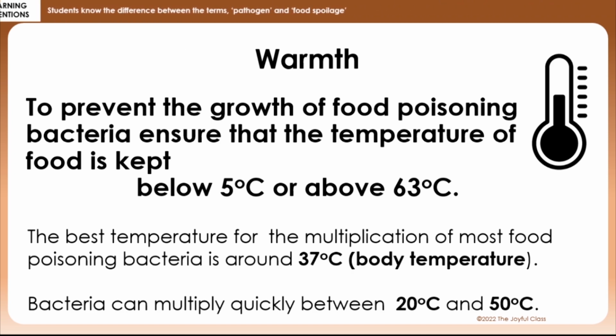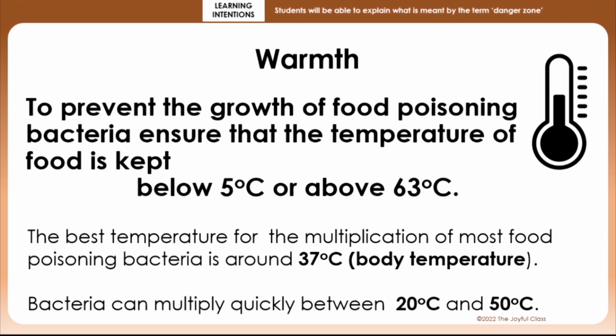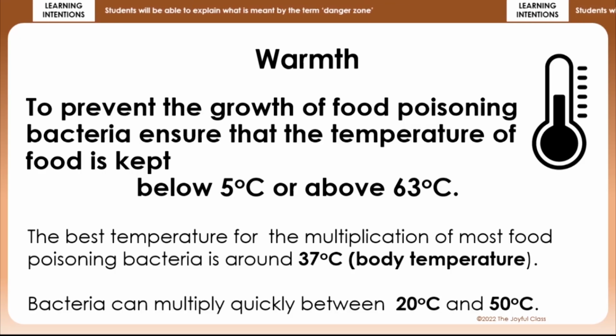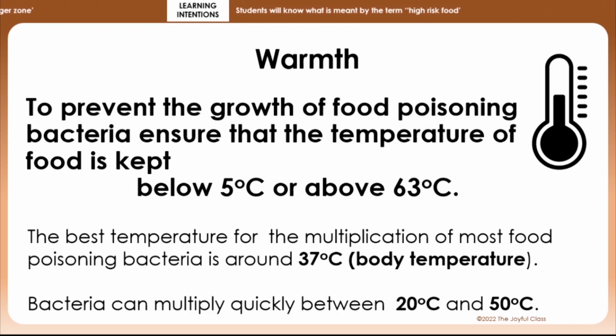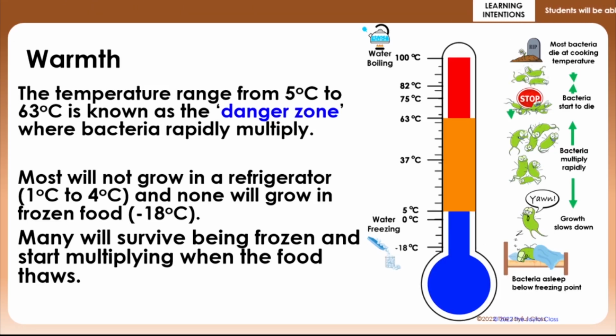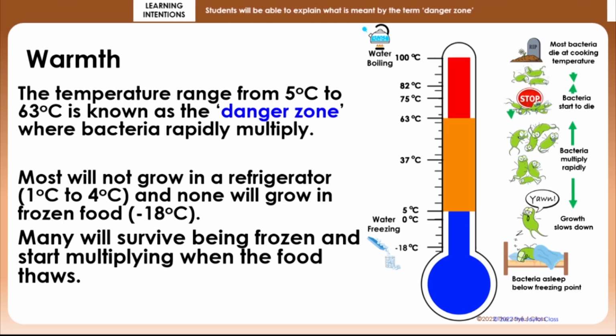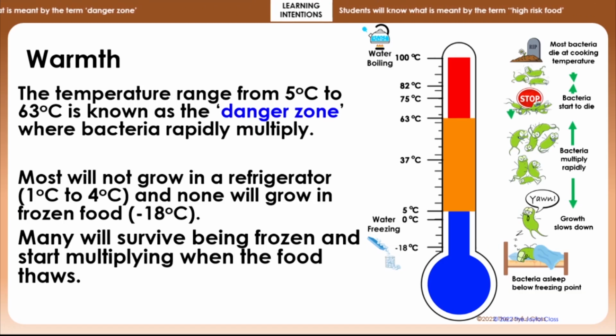The best temperature for multiplication of food poisoning bacteria is around 37 degrees, body temperature. But bacteria can multiply really quickly between 20 degrees and 50 degrees centigrade. The temperature range from 5 degrees to 63 degrees is known as the danger zone, and that's where bacteria rapidly multiply.